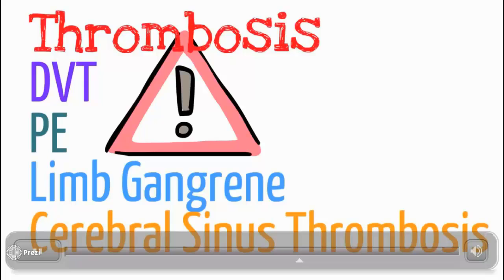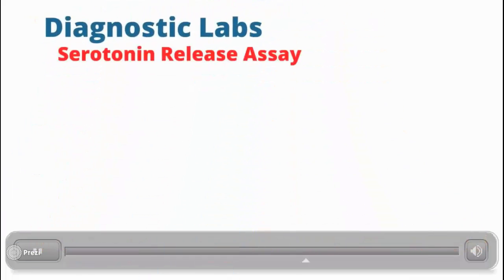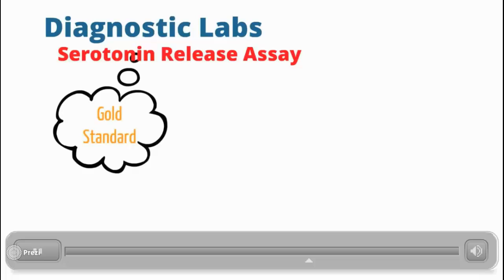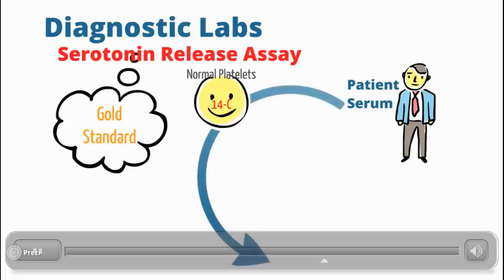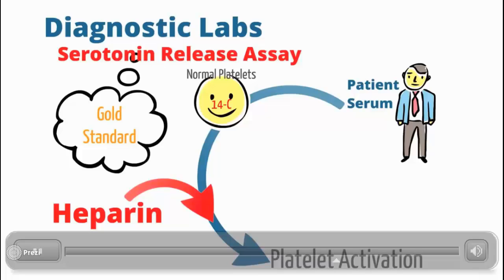The serotonin release assay is the gold standard for diagnosis of HIT type 2. The way the serotonin release assay works is that you take the serum of your patient who you suspect has HIT, and mix it with platelets that have a radio-labeled 14-carbon serotonin. When these platelets are activated, they release the serotonin with the 14-carbon radio label. The radio-labeled platelets are mixed with your patient's serum, and the combination exposed to heparin. If your patient has HIT, the heparin will lead to activation of platelets and release of the 14-carbon serotonin. If the radiolabeled 14-carbon serotonin is detected, then you have a positive serotonin release assay for HIT type 2.